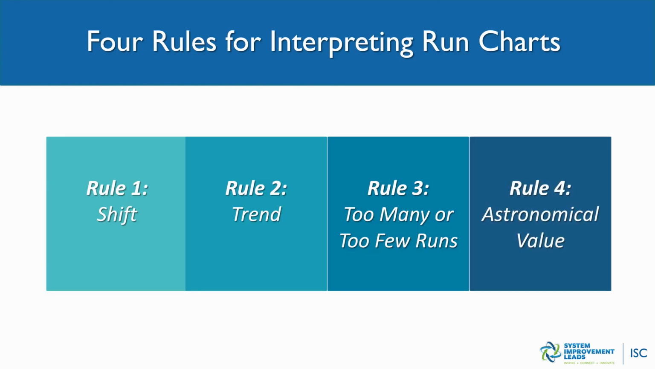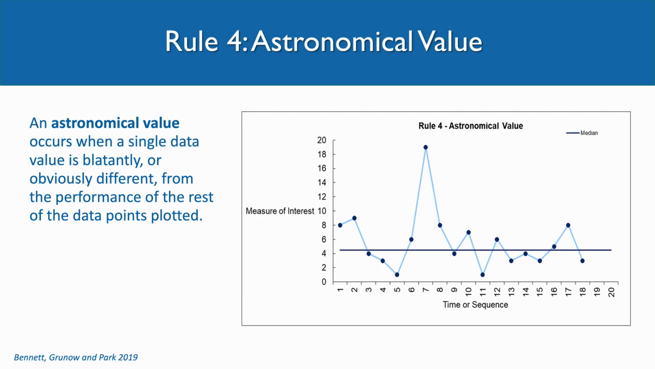The final rule for detecting non-random variation is known as the astronomical value rule. This rule is not based in probabilities as the other rules are. Rather, it is linked directly to subject matter knowledge of the performance of a process or system. This rule is indicated when a single data value is blatantly, obviously different from all other data values. Often someone with knowledge of the system can quickly explain why the data value is so big or so small, and not random. Remember, we've included these rules for detecting non-random variation in our handout, 4 Rules for Interpreting Run Charts.